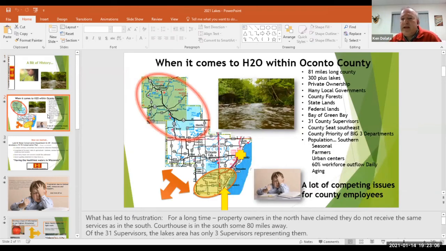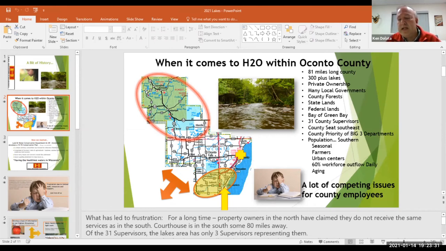There's a number of competing issues at the county. In most cases, as the lake issues started to arise, people would be like, why doesn't the county just deal with this? We're a large county, very much like the others within northern Wisconsin. We're sort of unique in the fact that most of our water resources are in the upper third of the county in this large circle.